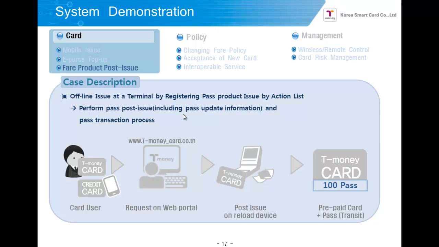Demonstration of fare product post-issue. Case description: offline issue at a terminal by registering a pass product is done by action list. In this case, it performs pass post-issue, including pass update information and pass transaction process.